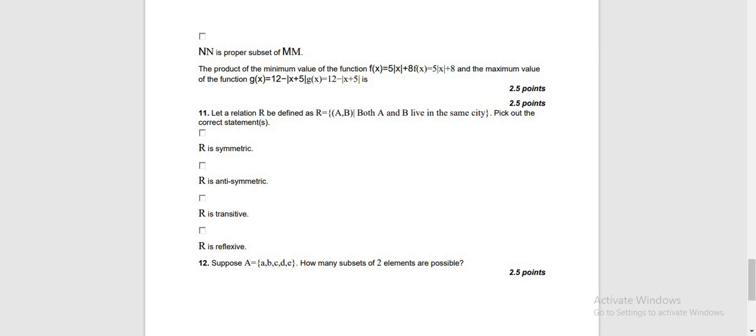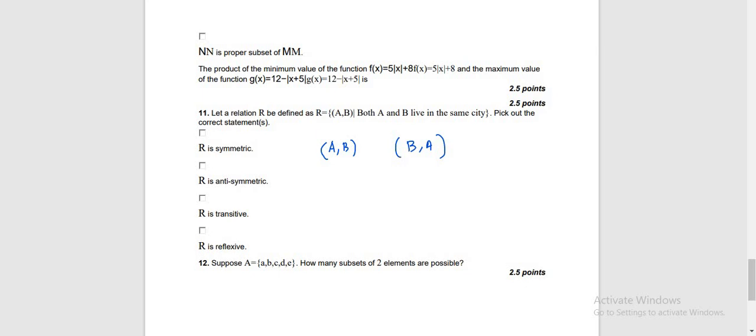Now let's use some examples and then we will be able to find out which of the following options will be correct. First, let's find out whether R is symmetric or not. Let us consider we have taken element A and element B, and we have assumed that A and B both live in the same city. Think of you and your friend living in the same city. Now the question is twisted: it is asked whether B and A also live in the same city or not.